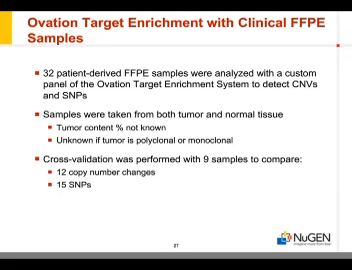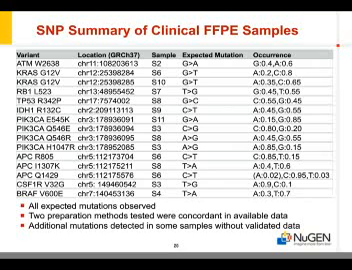Shown on this first slide are the results for the cross-validated SNPs, with the variant and genomic location of the variant listed on the left, the sample and the expected mutation listed in the middle columns, and finally the occurrence of bases within the customer's Ovation Target Enrichment sequencing data at that particular SNP location.